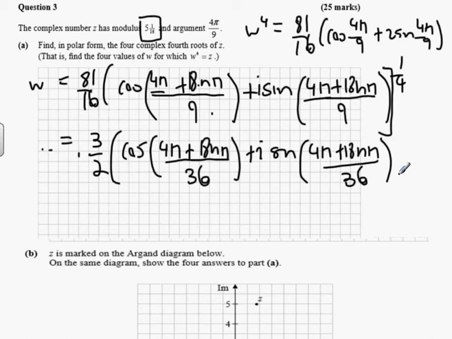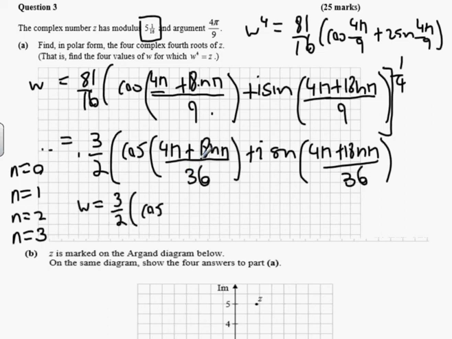Now, I have to go through the whole thing of n equals 0, n equals 1, n equals 2, n equals 3. How did I know to stop there? How many answers is there? 4, so I stopped there, right? Plug them all in, okay? Now, what you're going to get is W1 is going to be 3 over 2. Then when you put that in, it's going to be cos, the n pi cancels. That one disappears. So it's going to be, what is that? 4 pi over 36, which is pi over 9 plus I sine pi over 9.